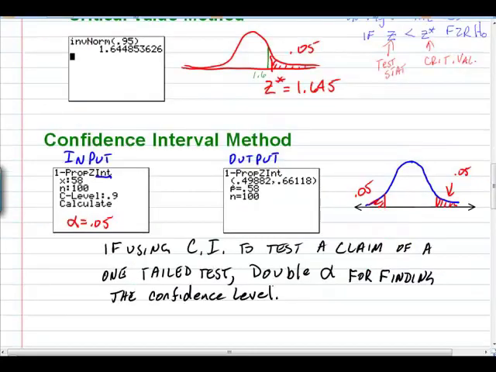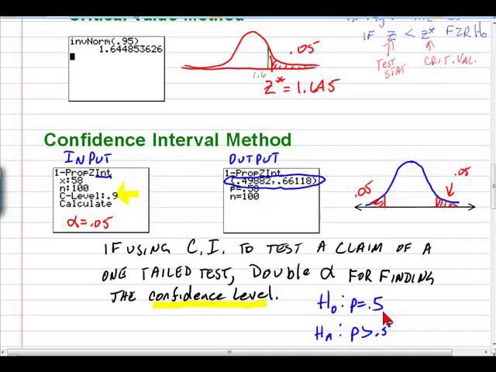If using a confidence interval to test a claim of a one-tailed test, double the alpha for finding the confidence level. When I say double the alpha for finding the confidence level, I'm referring to this number right here. If alpha is 0.05 for the test of hypothesis, our confidence level would be 0.9. What we do to test that claim for our null hypothesis, p equals 0.5, against our alternative hypothesis, p is greater than 0.5, I look at the results of the confidence interval right here, and if 0.5 is in there, I have to fail to reject the null hypothesis.